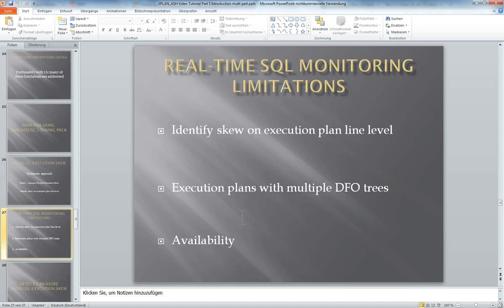Yeah, and then the third point is the limitation, at least up to 11.2, is the point of availability of the reports. The point is that on busy systems, the real-time SQL monitoring report might be aged out quite quickly out of the memory pool where the $SQL monitor or $SQL plan monitor information is stored.